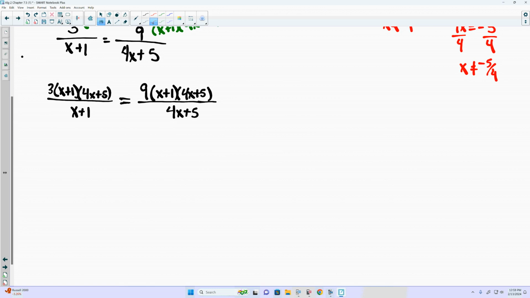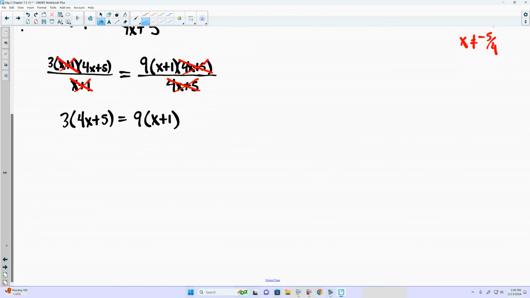All right. Now, if we look at the one on the left, we do have something in common on top and bottom. The x plus 1 will cancel out, leaving us with 3 times 4x plus 5. On the right-hand side, we have 4x plus 5 in common. So the main reason we multiplied the entire equation by this least common denominator is that it got each of our rational expressions to simplify down. We don't have any more fractions left. Questions on this here?